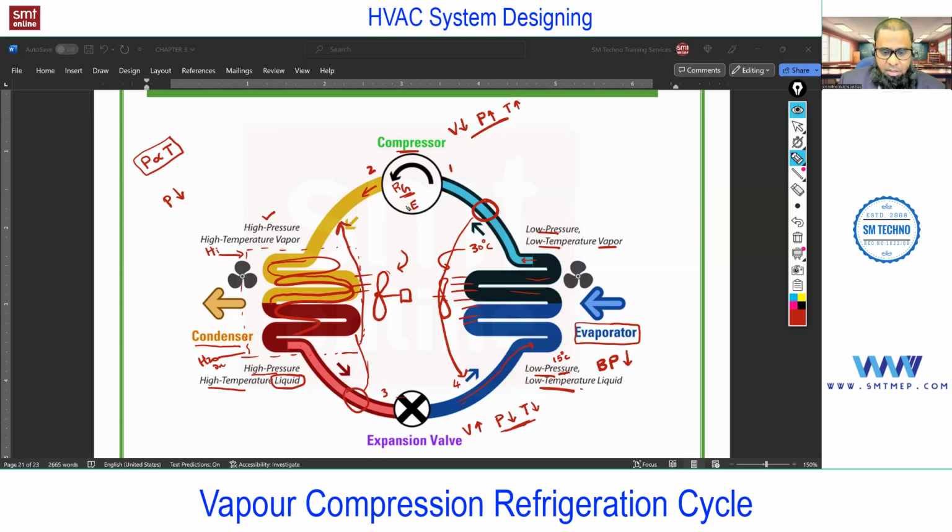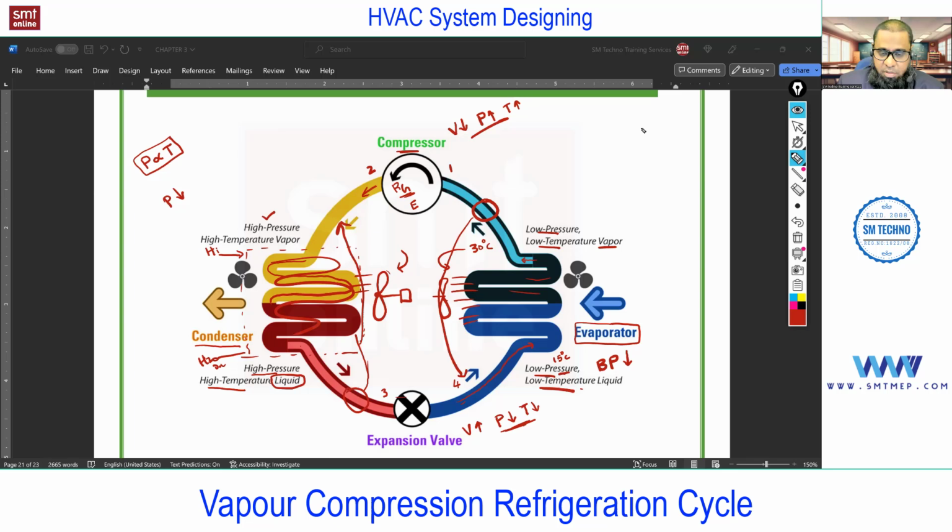Okay. Like this, you'll find some more options like controls, etc. in the actual cycle. I'll show you that in chapter 5 at the time of dealing with the window split or other systems. Okay. But the important point is, if the condenser is cooled by air, it's an air-cooled system.